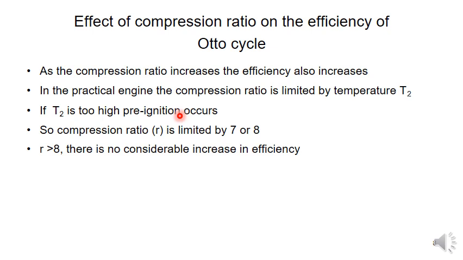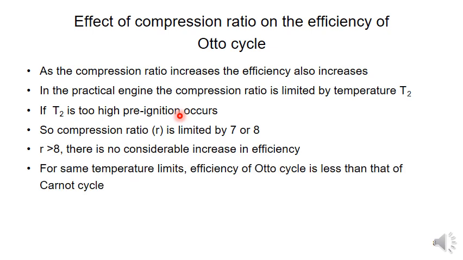So up to 8 it increases. After 8, we will observe that there is no considerable increase in the efficiency. It is also important to know that the efficiency of the Carnot cycle working between the same temperature limits, the maximum temperature and the minimum temperature, is greater than the Otto cycle. Here T3 is the maximum temperature and T1 is the minimum temperature. For the same temperature limits, the efficiency of the Otto cycle is less than that of the Carnot cycle.